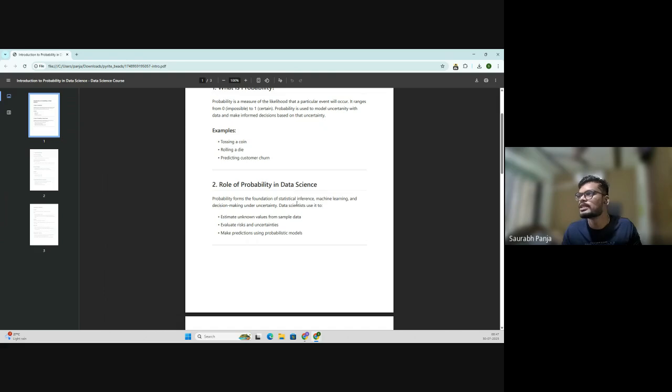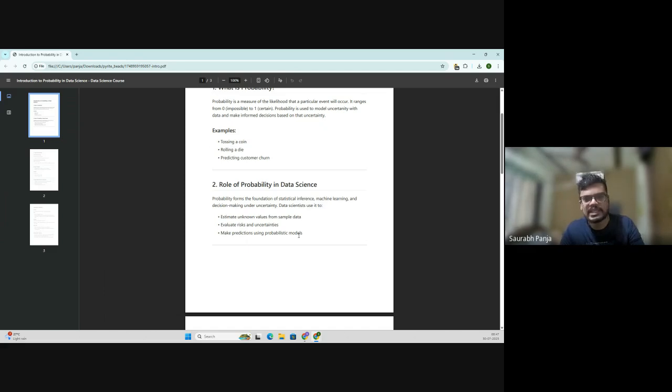Probability forms the foundation of statistical inference, machine learning, and decision making under uncertainty. A data scientist uses it to estimate unknown values from sample data, evaluate risk and uncertainties, and make predictions using probabilistic models.